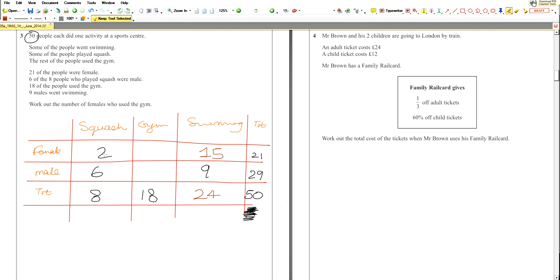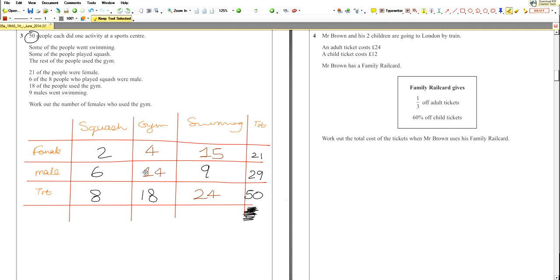Now, if there's 2 people playing squash and 15 playing swimming, the females, and there's 21 females in total, that gives you 2 add 15 is 17. And what's left from 21? 4. So I fill that one in. Now, 4 add this number here. The number of females plus the number of males gives you 18. So the number of males must then be 14.